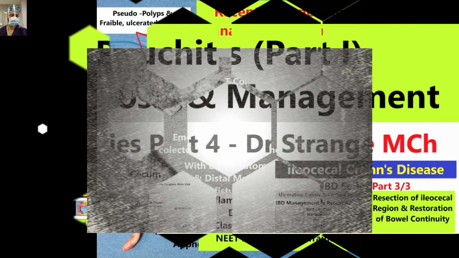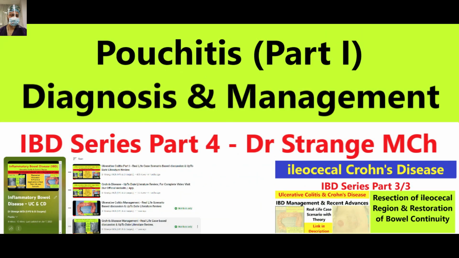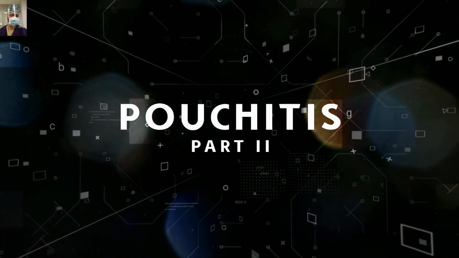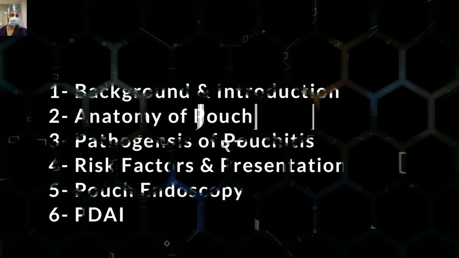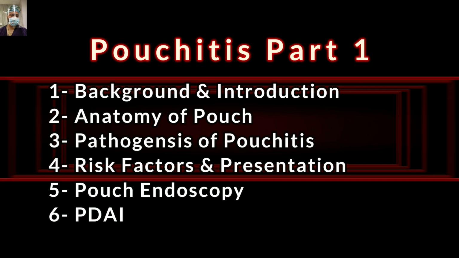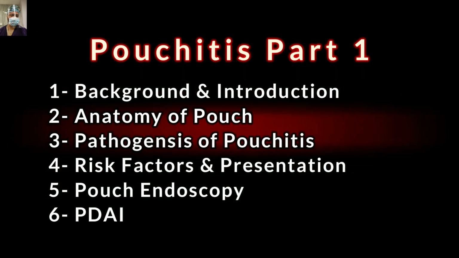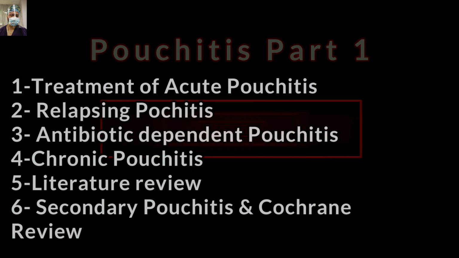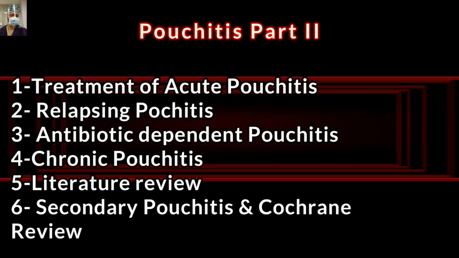As I said in the first part, these are uncommon patients or uncommon scenarios, but as a surgery resident or a GI surgery aspirant, we should be well aware of this entity, how to diagnose and how to treat. The background and introduction, anatomy of pouch, pathogenesis of pouchitis, risk factors and presentation, the role of pouch endoscopy, and pouch disease activity index we have already covered in part 1. In this part, we will touch upon the treatment of acute pouchitis, the different types of pouchitis classification, relapsing pouchitis, antibiotic dependent pouchitis, chronic pouchitis, relevant literature review, the secondary pouchitis, and the Cochrane review.